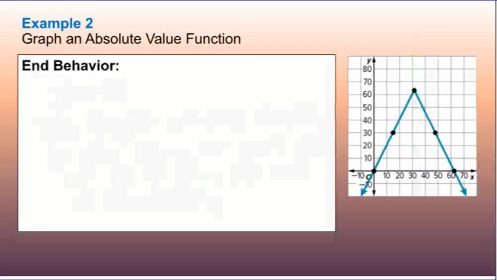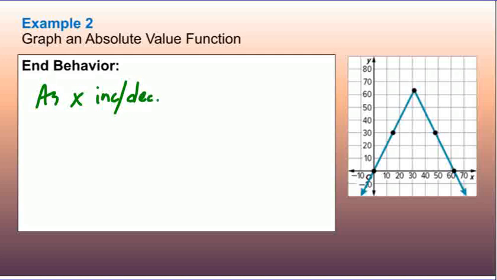And then a couple last parts, our end behavior. So the end behavior, you can see that it's all pointing downward. So we could say as x increases or decreases, our y decreases. And the end behavior doesn't impact the meaning of the problem, because it wouldn't make sense to go down to the negatives when you're dealing with the height of a building.